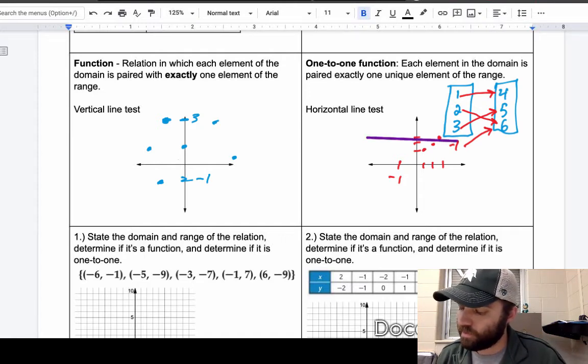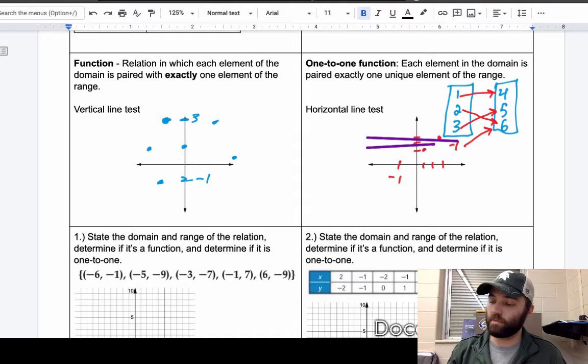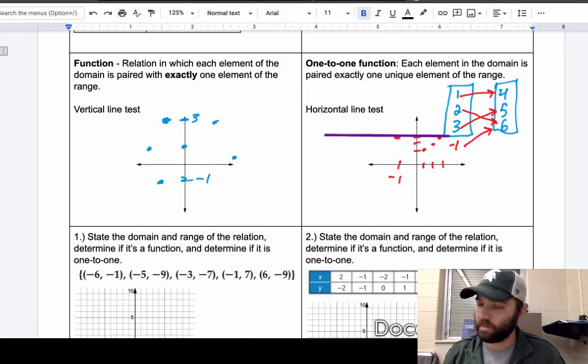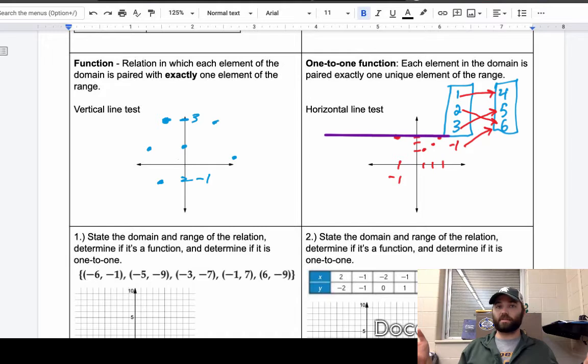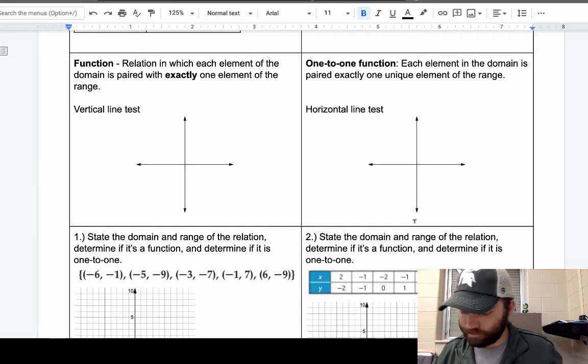So right here, before I added that last coordinate there, whoops, there was no place where I could draw a horizontal line that would go through more than 1 point. But as soon as I put this other extra point here, all of a sudden now it fails the horizontal line test. Still a function, still passes the vertical line test, but it is no longer a one-to-one function, okay? All right, let's keep going here.